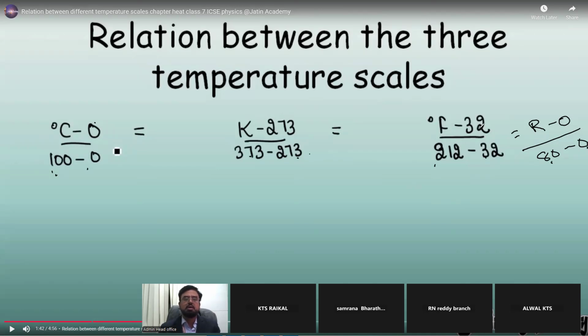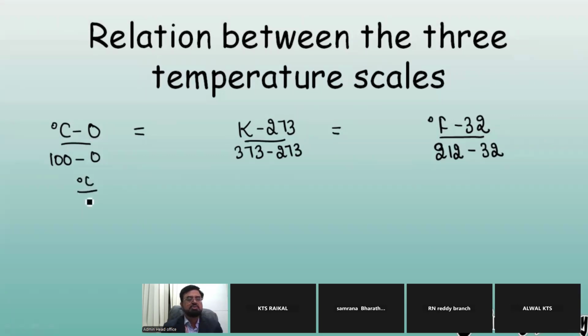So your Reaumur is not considered. I told you already it is outdated. Do the calculations. C minus 0 will give you degree Celsius over 100 is equals to K minus 273 over 100. After subtracting, you will get F minus 32 over 180. Clear?